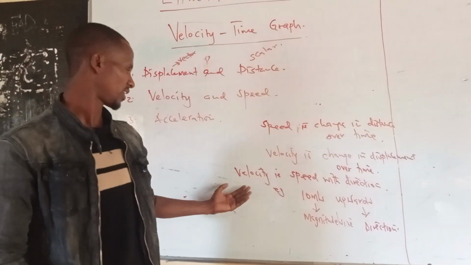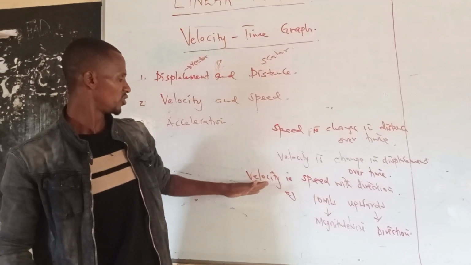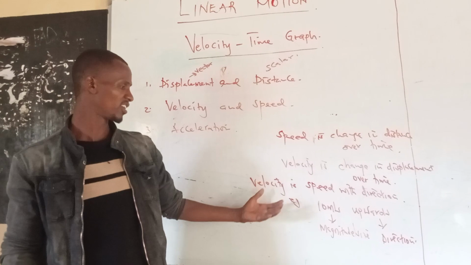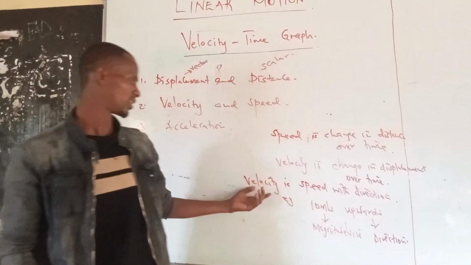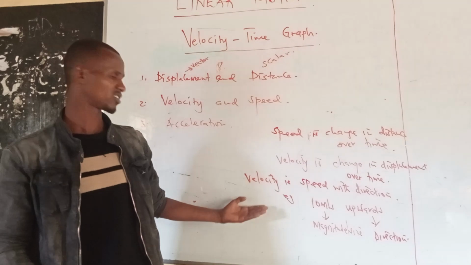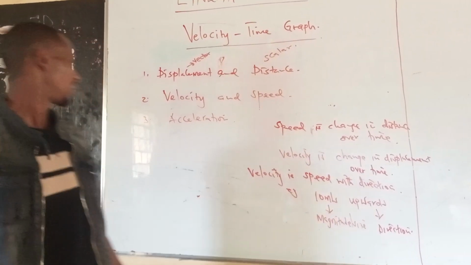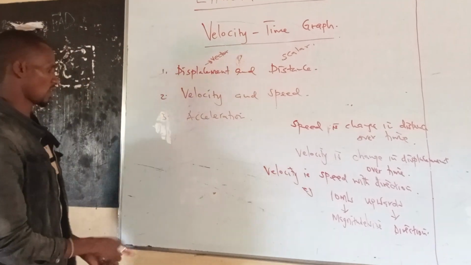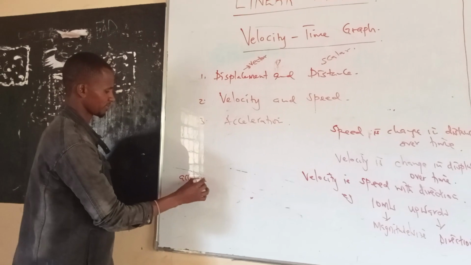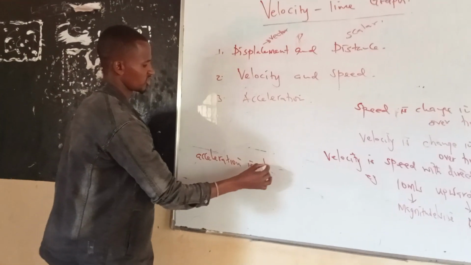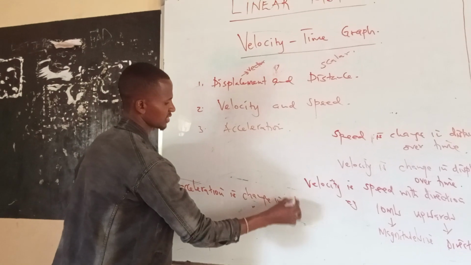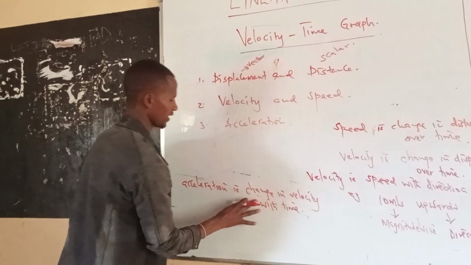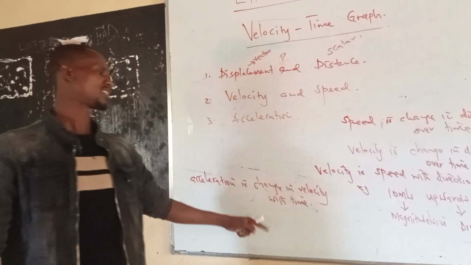So people normally confuse or use velocity in place of speed, or they use them interchangeably, which is okay. The only difference is the direction. When you are referring to velocity, you must talk about what? About the direction. Acceleration now is the change in velocity or speed with time. So acceleration is change in velocity with time. Okay? Acceleration is change in velocity with time.